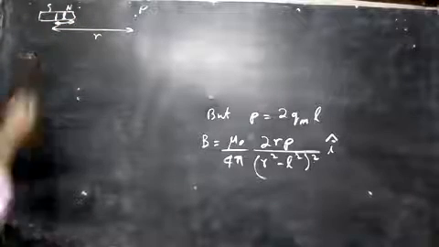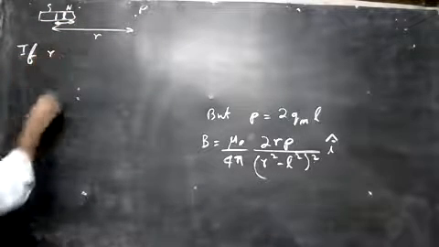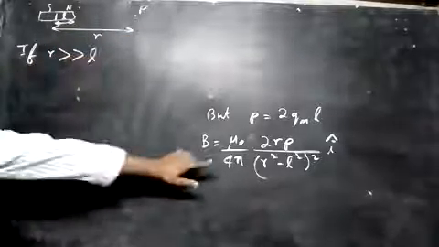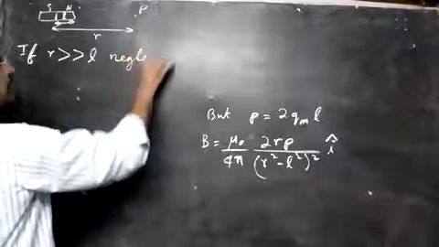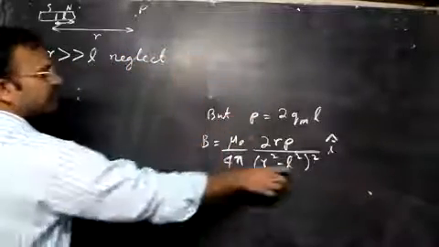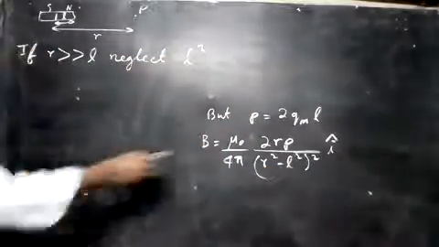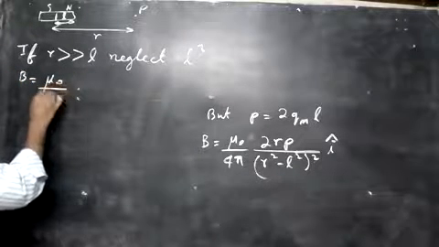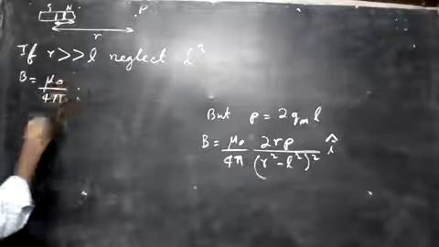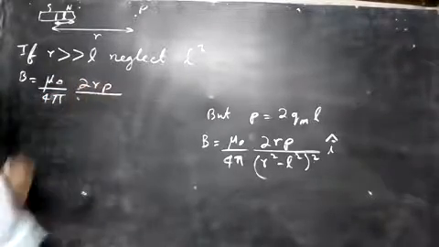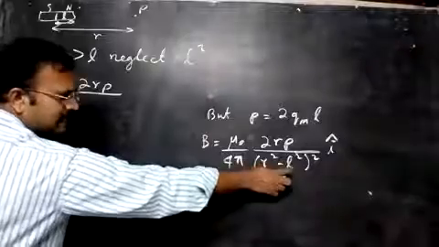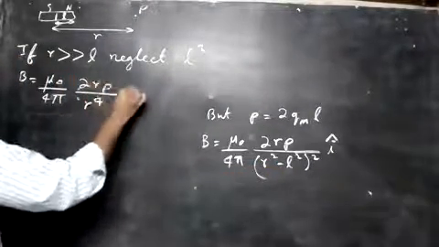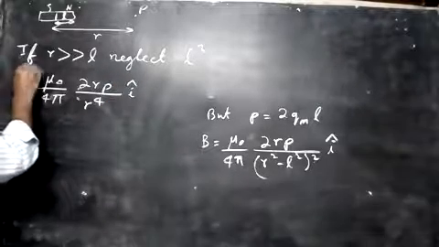Now we take a condition: if this small r, that means the distance between the midpoint and the point P, is very much greater than l, then in this equation we neglect l². So B is equal to μ₀ by 4π into 2rP divided by r² squared, so r⁴ will come, into î. It's a magnetic field vector.